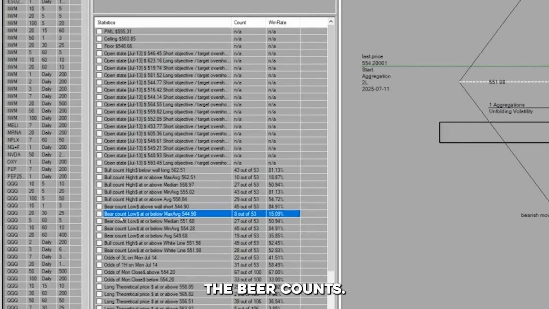Now here you see the bear counts. Basically bear counts means bearish counts. It's the same as the bullish counts. But here, bear count low at or below the max average 554.90. 8 out of 53. 15% chance to see that. Does that make sense as I say it? So basically it's telling you the probability that the low of the day is below 554.90. It's giving you the odds of that, right?